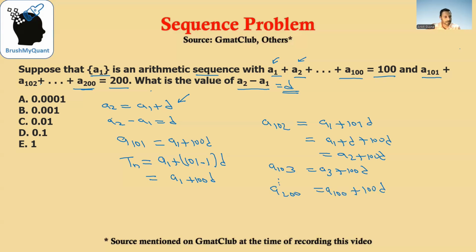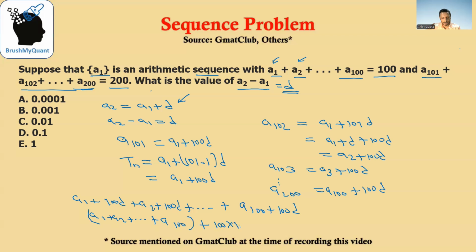That means the sum of all these terms from A101 to A200 can be written as A1 plus 100D, plus A2 plus 100D, and so on. And the last term can be written as A100 plus 100D. Since there are 100 terms, this can be written as A1 plus A2 till A100, plus 100 multiplied by 100D, is equal to 200, which is given to us over here.